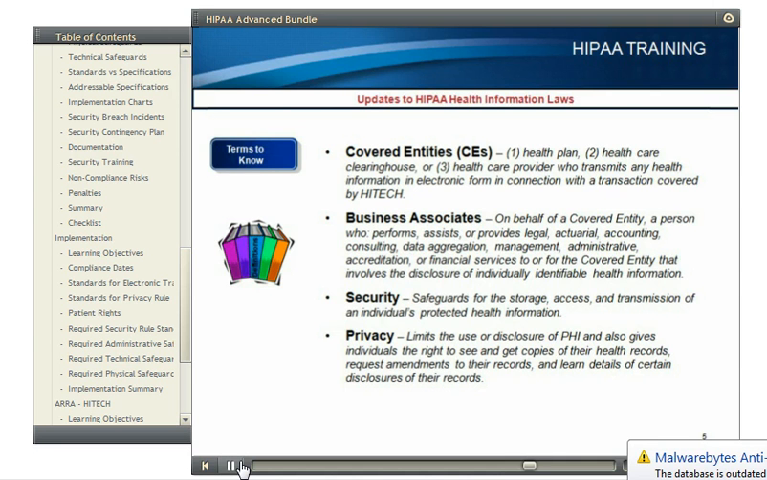Security. Safeguards for the storage, access, and transmission of an individual's protected health information. Privacy. Limits the use or disclosure of PHI and also gives individuals the right to see and get copies of their health records, request amendments to their records, and learn details of certain disclosures of their records.